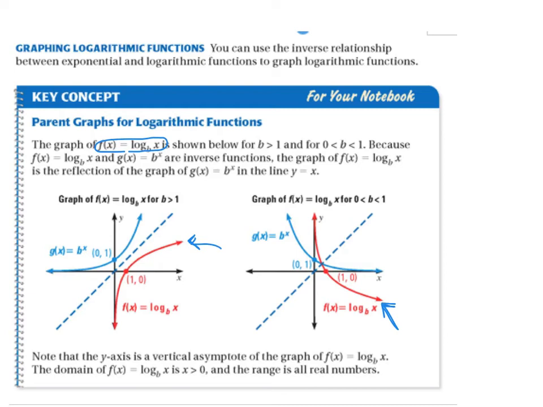Because f of x equals log base b of x and g of x equals b to the x are inverse functions, the graph of them is a reflection over the line y equals x. That line right there, that's the line y equals x. The y-intercept is 0, the slope is 1, right? So the red curve reflects over the dotted line and becomes the blue curve.